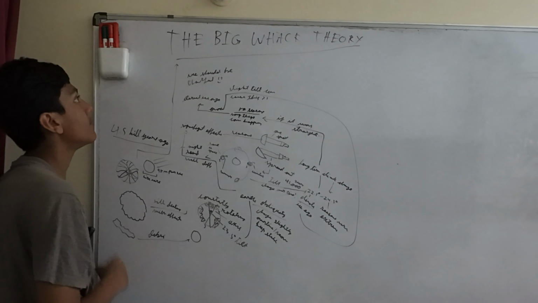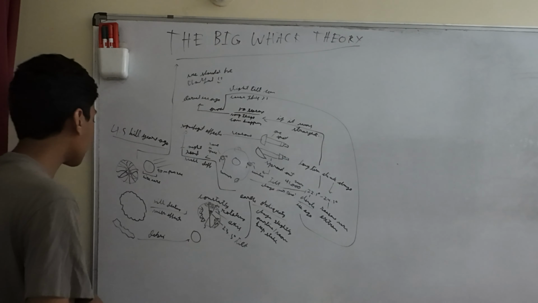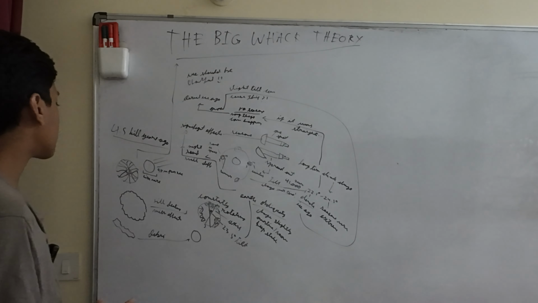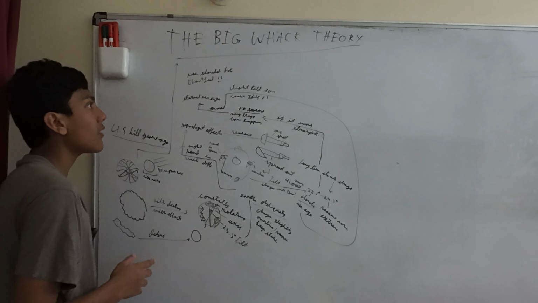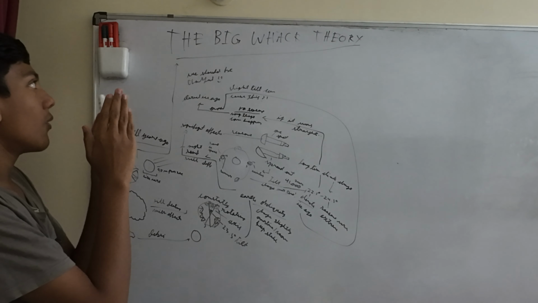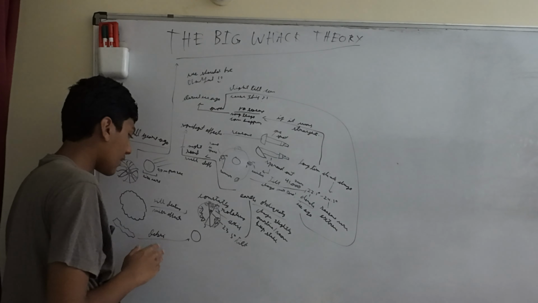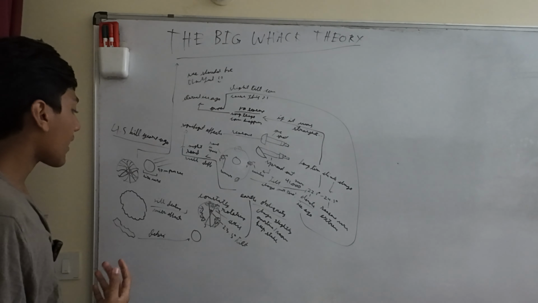This was known as the Big Whack Theory, when a rock whacked into Earth. And it not only created some debris that eventually turned into the moon, but might also have literally whacked the Earth itself to the side. And we're still dealing with the effects of this big whack.